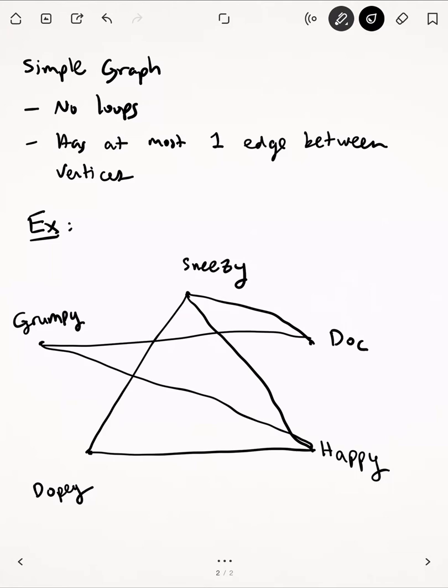Doc talked with Sneezy, Doc talked with Grumpy, and no one else in that particular party. Happy talked with Sneezy, and Happy talked with Grumpy and Dopey. Dopey talked with Sneezy and Happy, and Grumpy talked with Doc and Happy. And so this is what's represented in this graph.